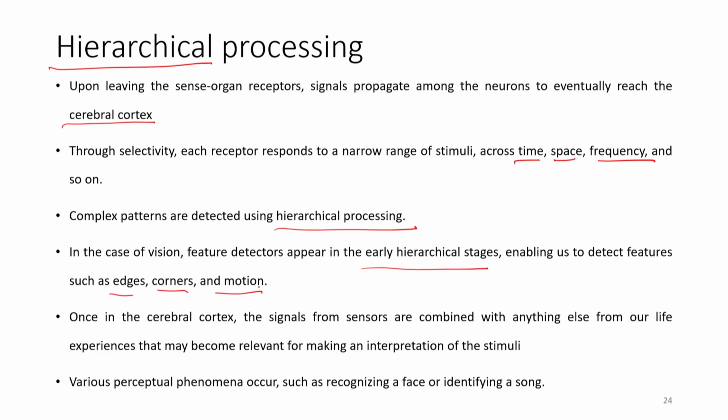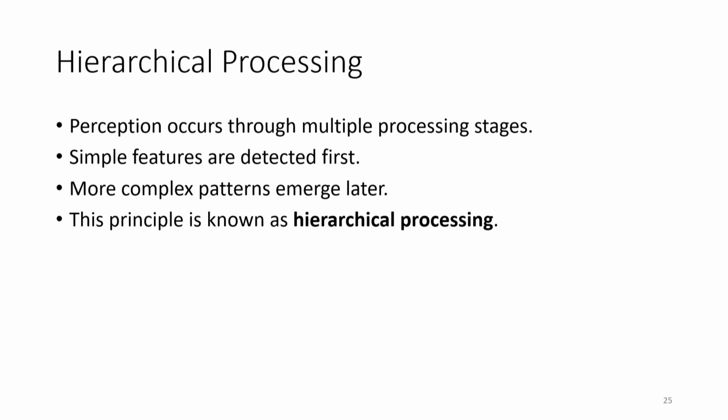Now, once in the cerebral cortex, the signals from the sensors are combined with anything else from our life experiences that may become relevant for making an interpretation of the stimuli. Various perceptual phenomena occur such as recognizing a face or identifying a song. So, it is a complex process of processing the stimuli to correlate with what we have learnt in our life and then understand it better.